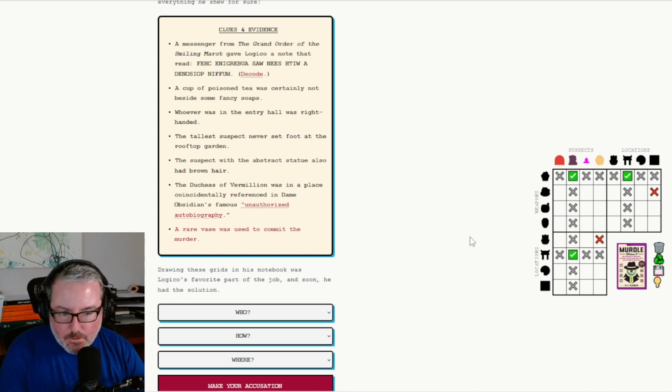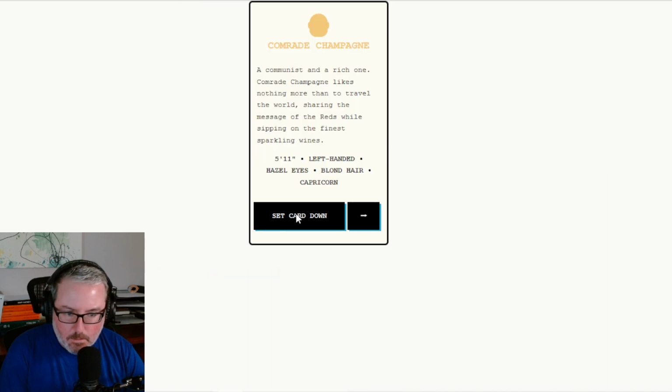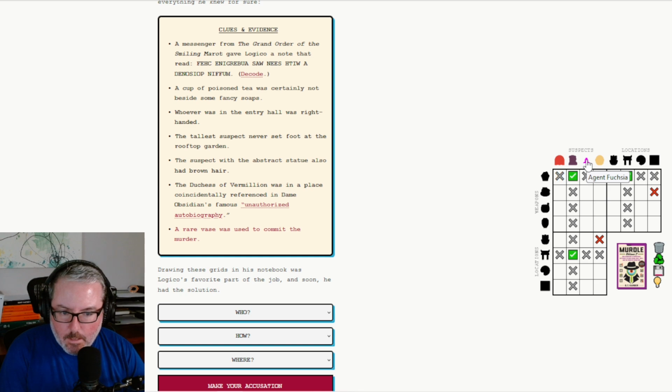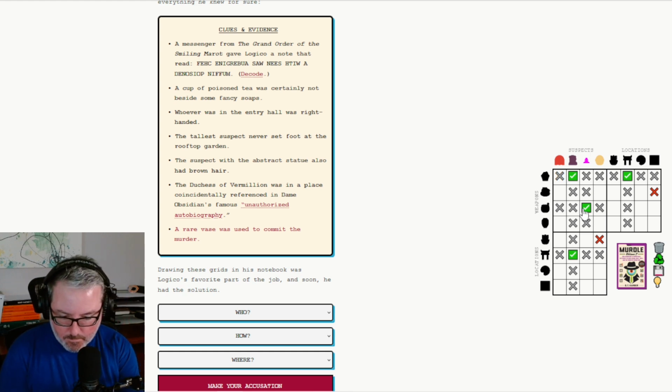The suspect with the abstract statue also had brown hair. So who has brown hair? White hair. Blonde hair. Brown hair. And blonde hair. So Agent Fuchsia has the brown hair, therefore has the abstract statue, which is this one. Of course, my phone has to go off. Okay, I think I got all of that one done for now.